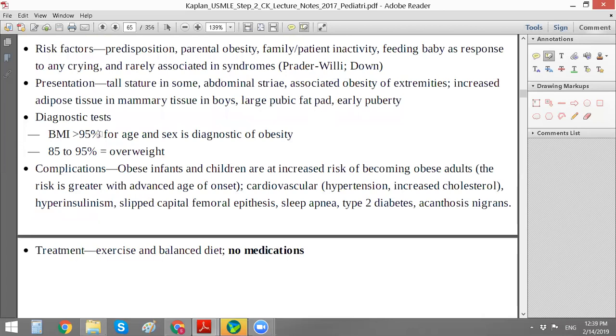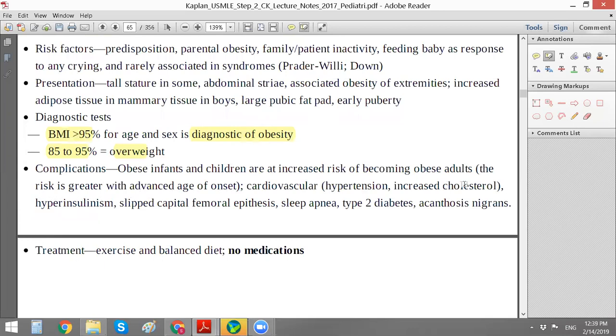BMI greater than the 95th percentile for age and sex is diagnostic for obesity. 85 to 95 is overweight, but more than 95 is diagnostic of obesity. Then we have complications. Obese infants and children are at increased risk of becoming obese adults. Risk is greater with advanced age of onset.